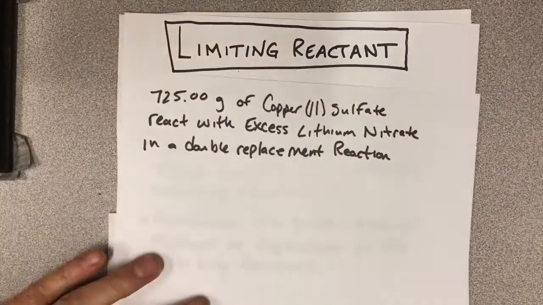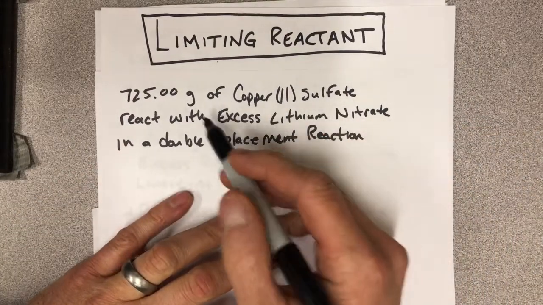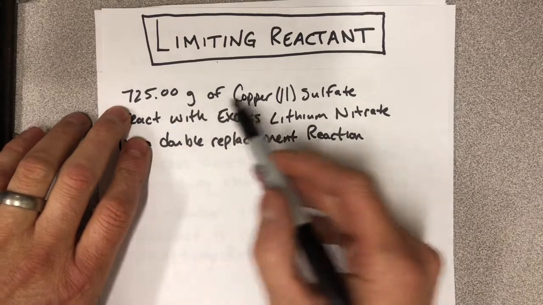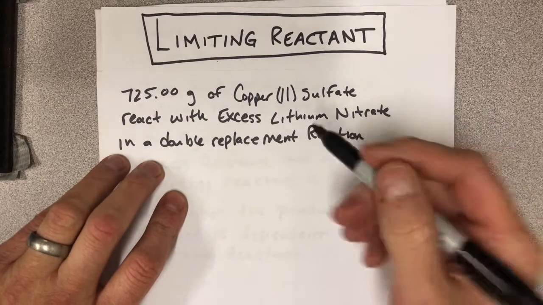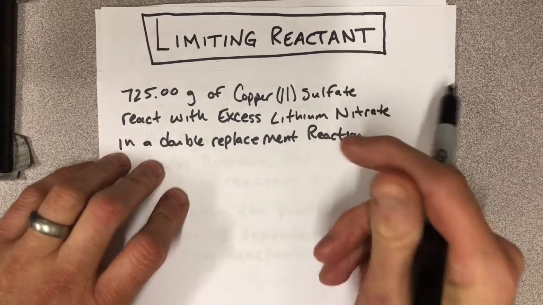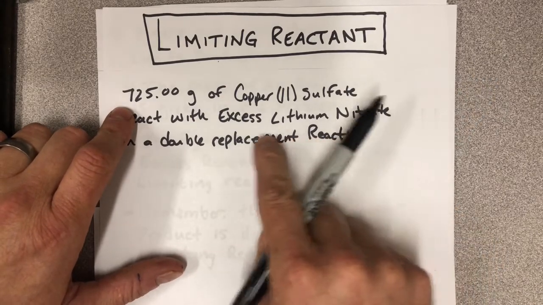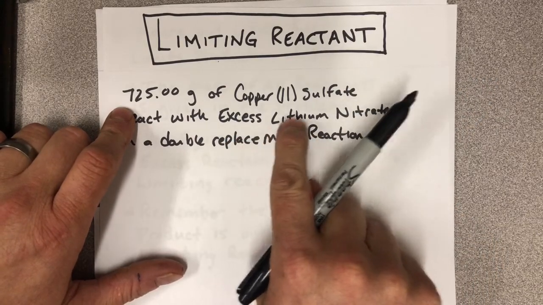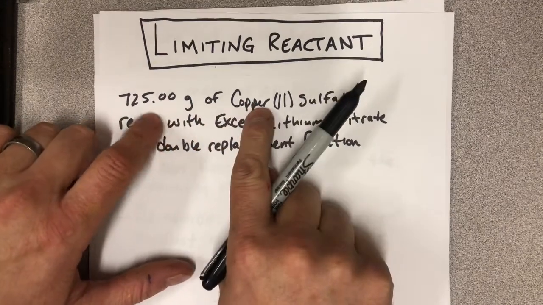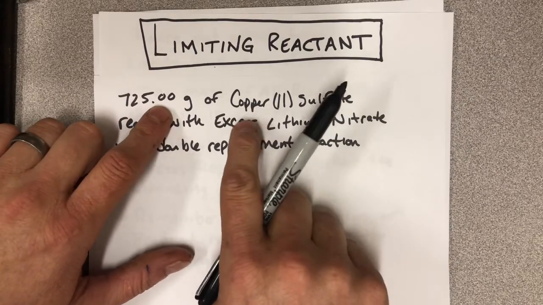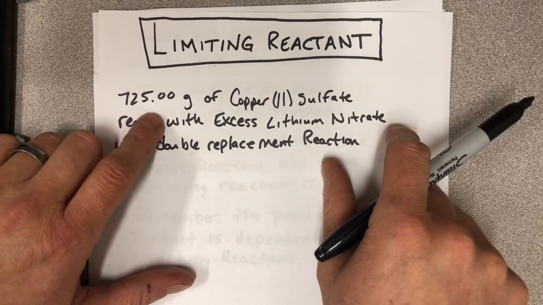So in questions that we've answered so far in class, they've looked like this. A certain amount of grams of copper sulfate reacting with excess lithium nitrate in a reaction. So in this example, you can see that we've only got one amount of a reactant, and the other reactant is in excess. And what we've done so far is just assume that the amount that we've been given in the problem is going to lead to how much product we can make. And that's how limiting reactant works as well.